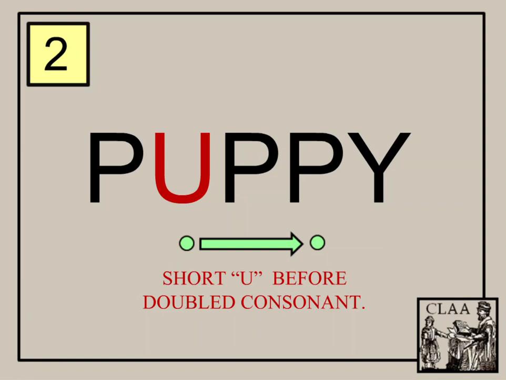The English vowel U is also read with the short U sound when it comes before a doubled consonant. In this word, you can see the vowel U in red followed by a doubled consonant, 2 P's. We'll read this word with the short U sound. Puppy, puppy, puppy.